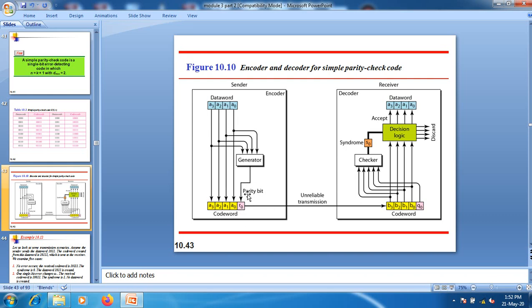The point here is how we are generating this parity bit. At the sender side, we are performing a simple arithmetic modulo 2 operation. I need to add all these 4 bits here, that is A0 plus A1 plus A2 plus A3, and whatever result we get is nothing but the parity bit.